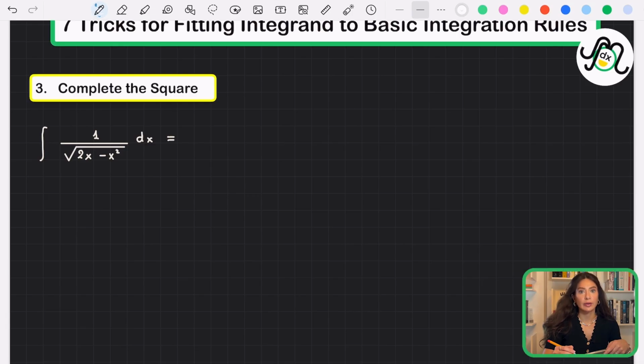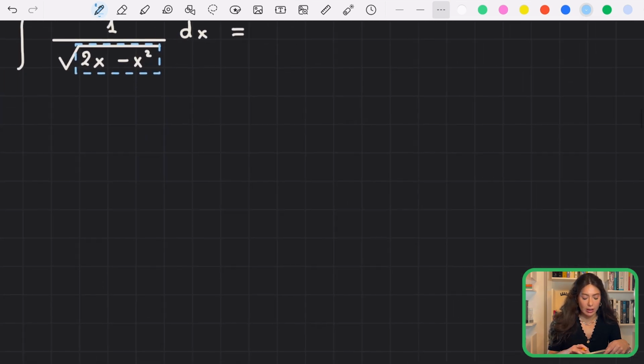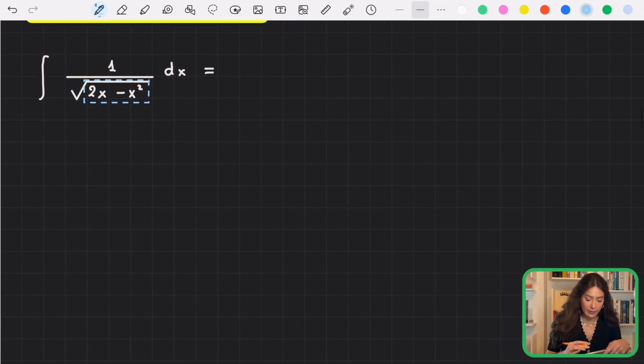Trick number 3, complete the square. This one is so important. This is what I'm going to work on separately, okay? So right now, I'm doing algebra. Look how much algebra I'm going to do before I do calculus.